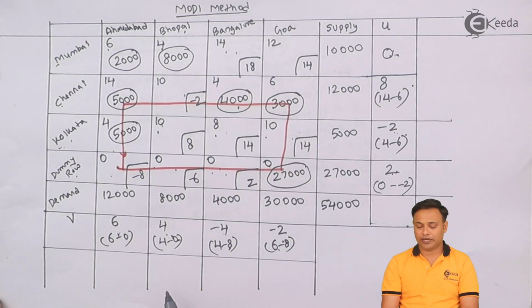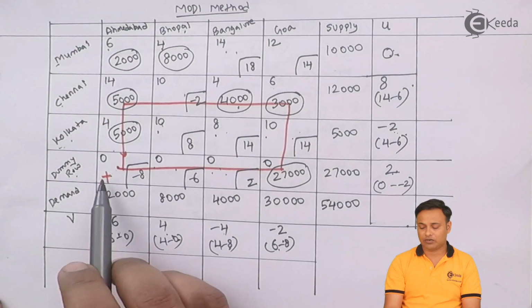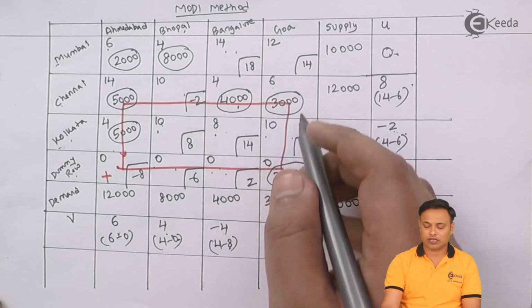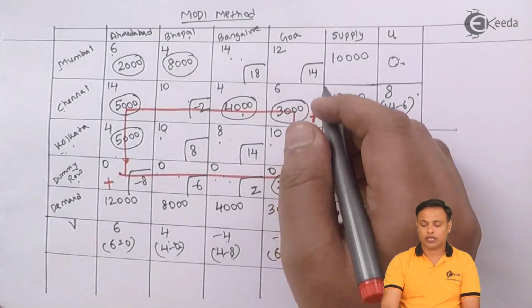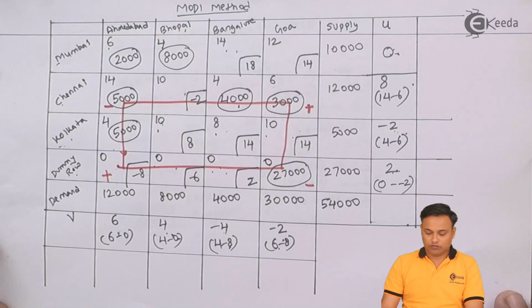So loop is complete. I started from here, so I will give a positive sign here. I went to this, then I will give a negative sign here. Then I went to 3,000, again a positive sign. And again from plus, I will go to a. So we have drawn a loop here, friends.